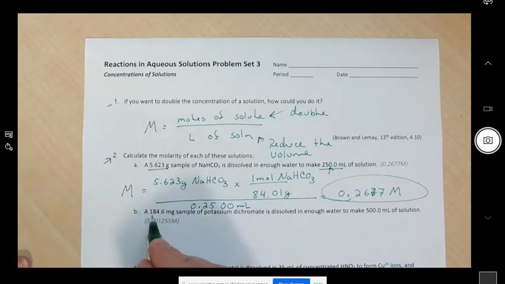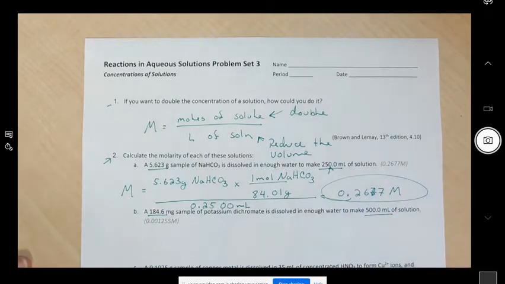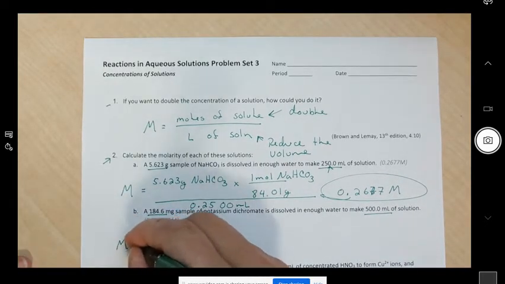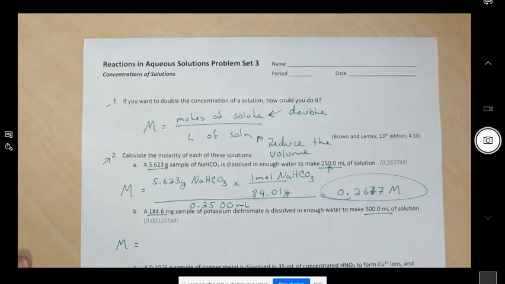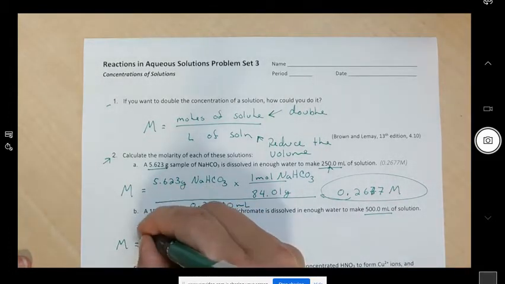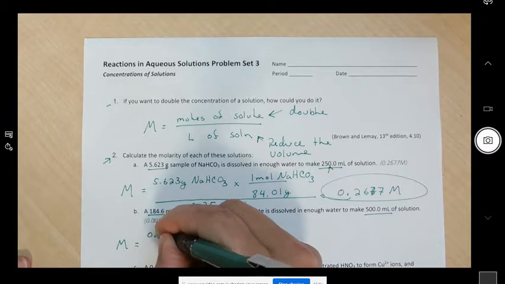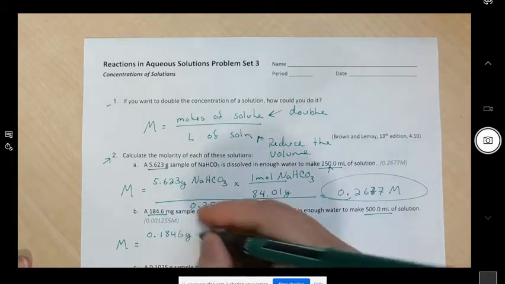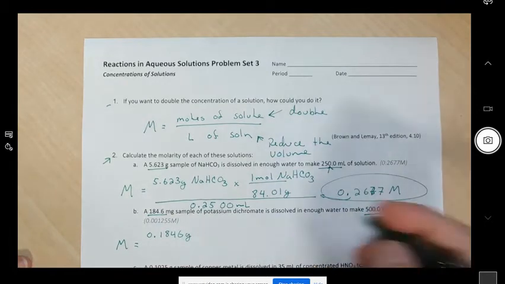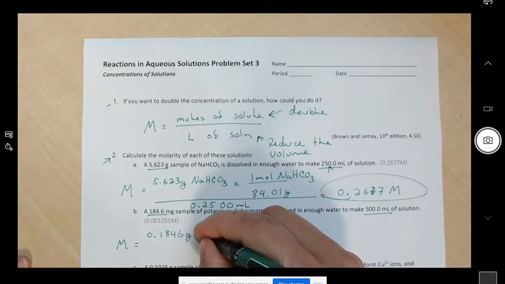Second question, a 184.6 milligram sample of potassium dichromate is dissolved in enough water to make 500 milliliters of solution. So first thing, I have milligrams instead of grams. And these simple conversions between milliliters and liters and milligrams and grams, you don't necessarily have to show those. If you know exactly how many grams or how many milligrams are in a gram, just go ahead and do the conversion and write that out as 0.1846 grams. And that's potassium dichromate. So probably the hardest part of this is actually looking up the formula for potassium dichromate.